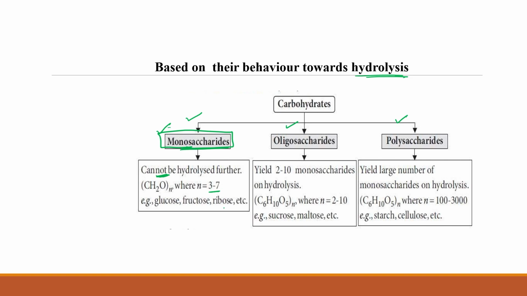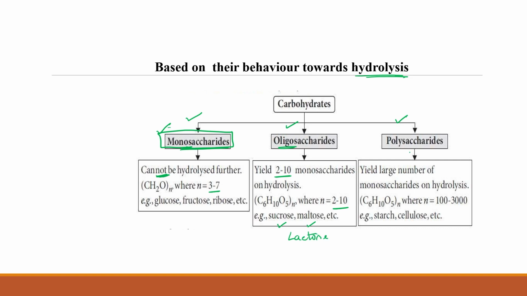Okay, these are the examples: glucose, fructose, ribose, galactose also comes under this particular category. Second is oligosaccharide, when we get 2 to 10 monosaccharide units on hydrolysis. What is the formula? C6H10O5 to the n, and n is 2 to 10. Examples: sucrose, maltose, lactose is also one of the examples.